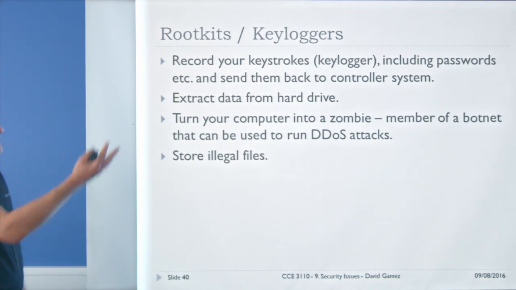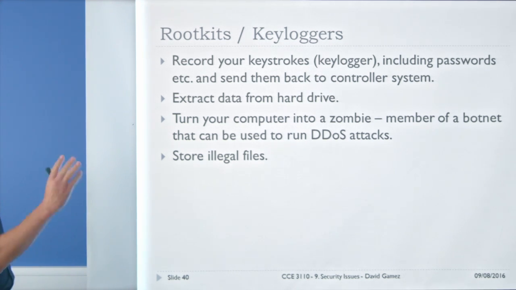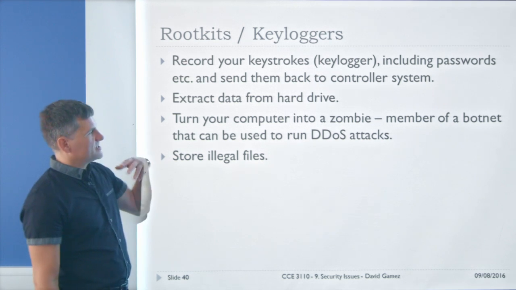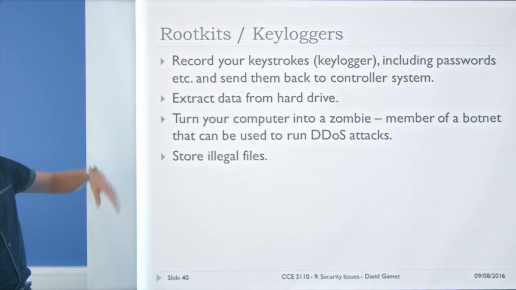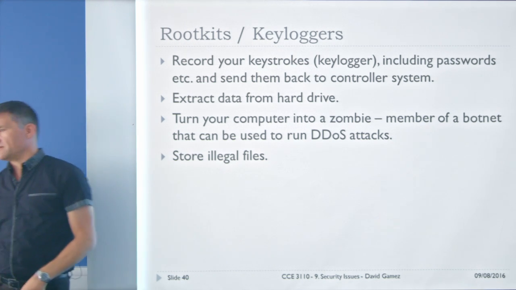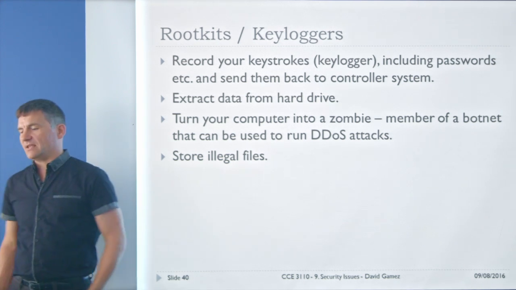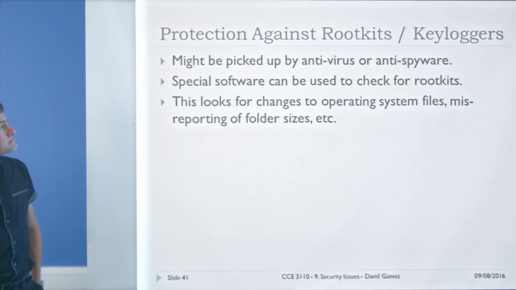Rootkits can also record your keystrokes and send them back to a controller system, so they can see what you're doing to log into your bank, and then send that back to the Carbanak gang, for example. They can extract data. They can make you part of a zombie network. They can store illegal files, dodgy terrorist manuals, illegal pornography, this kind of stuff.